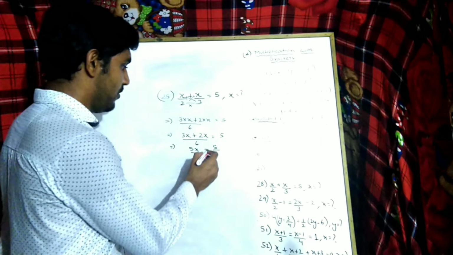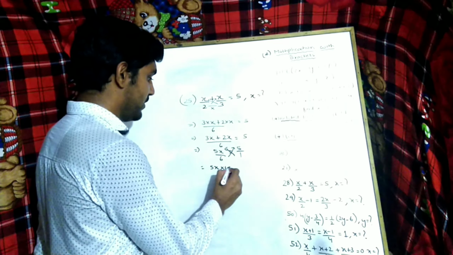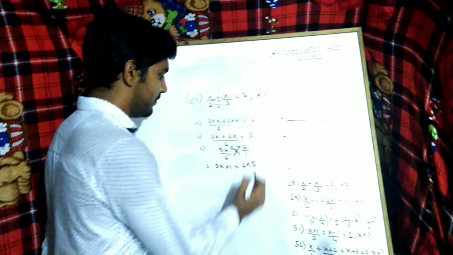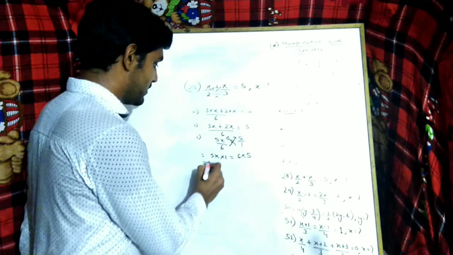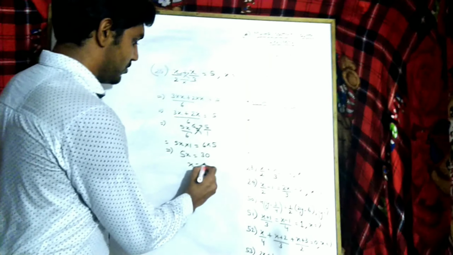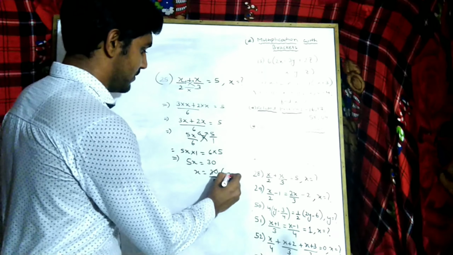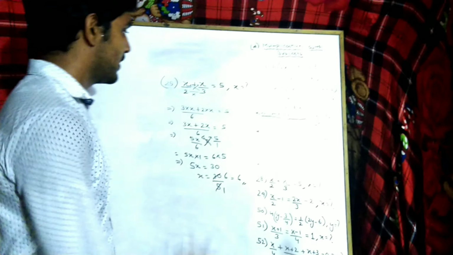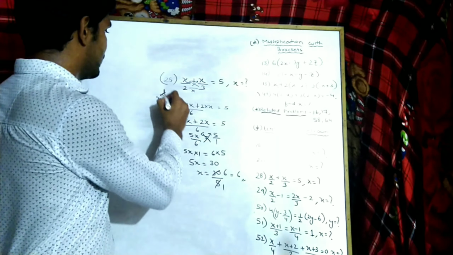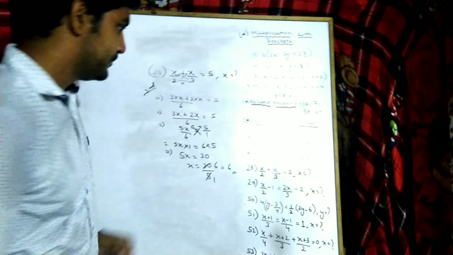Now the same answer will come: 5x by 6 is equal to 5. Now cross multiplication. 5 into x into 1 is equal to 6 into 5. Now it comes 5x is equal to 30. Now x is equal to 30 by 5. It comes 6. You can go with any method, second method or first method. Both are the same only. Clear?